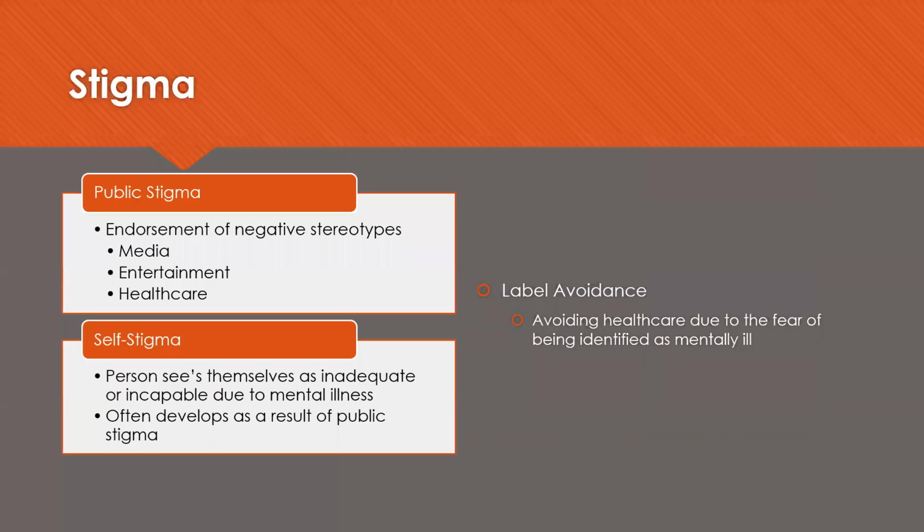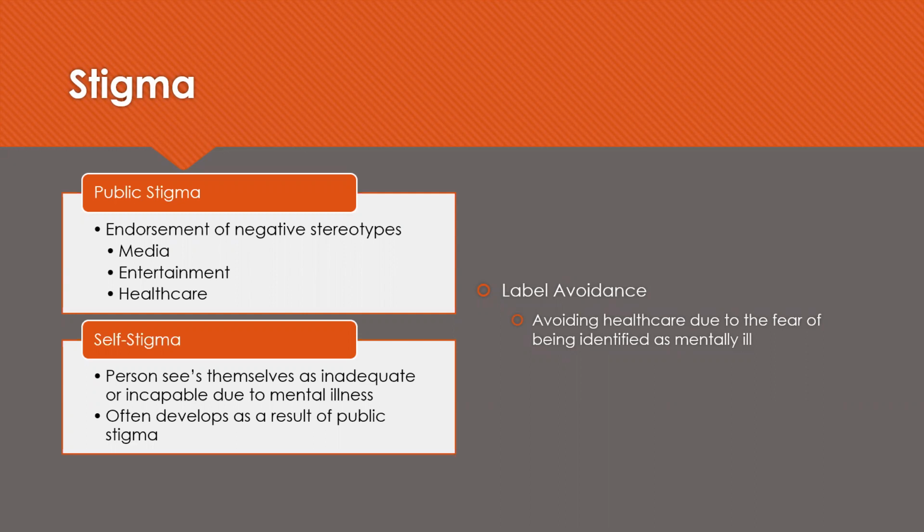And then lastly, we have stigma. And the reason why I include stigma is because it's something that really contributes to patients and their experience of vulnerability. There are two different forms of stigma, and they lead to a phenomenon called label avoidance. The first type of stigma is public stigma, and this is endorsement of negative stereotypes either by the media, through the entertainment industry, or in the healthcare field. And it's the belief from the public that someone is less than because they have a mental illness.